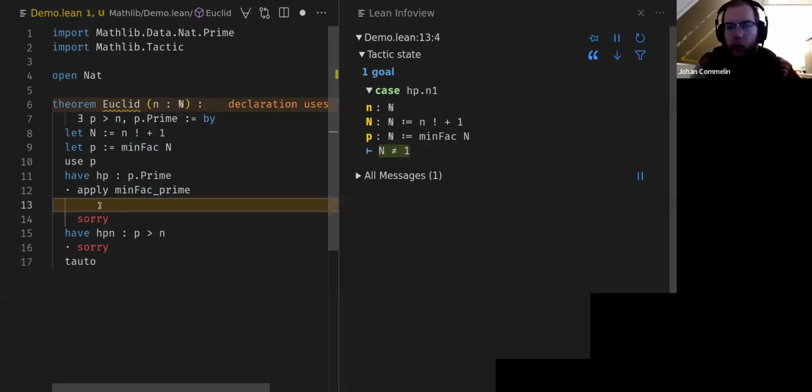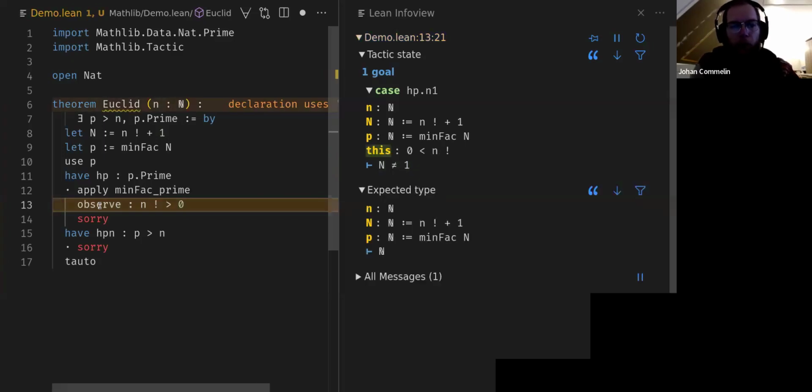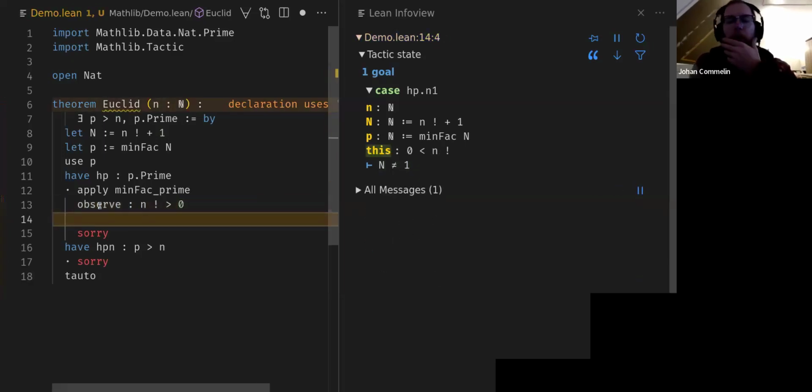So now we still need to show that capital N is not equal to 1. Okay, well, why is that? Capital N is n factorial plus 1, and factorials are always positive. So let's remind Lean of this fact. We say, observe that factorials are always positive. And now we should be done.